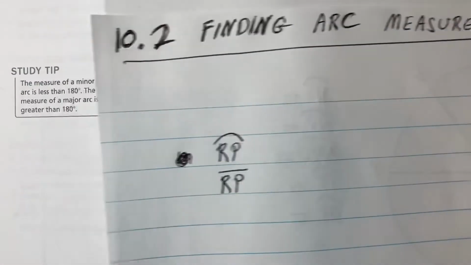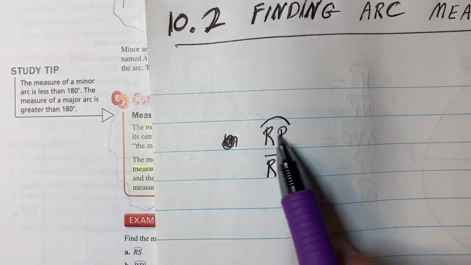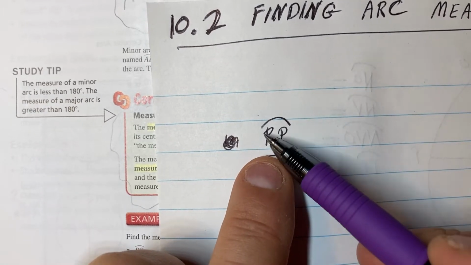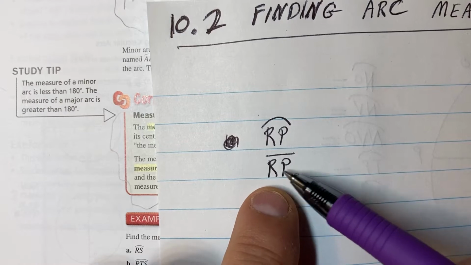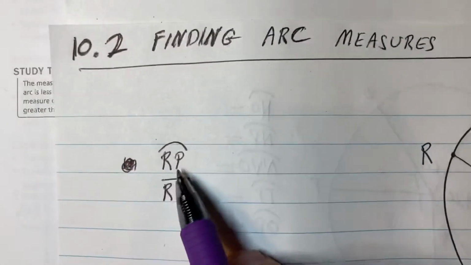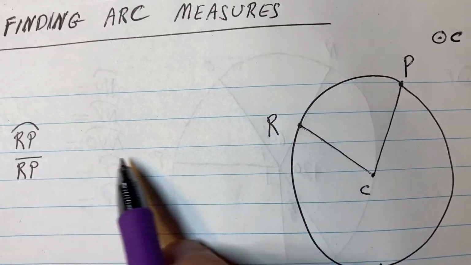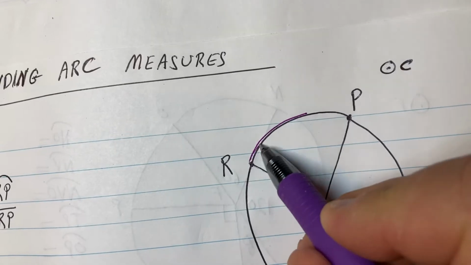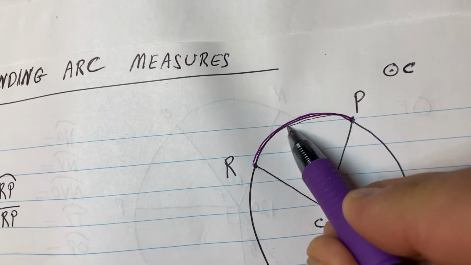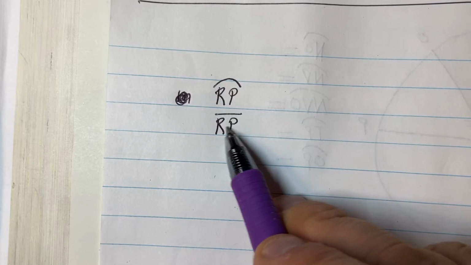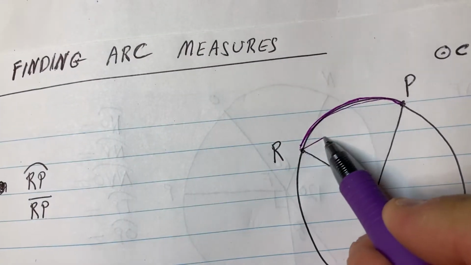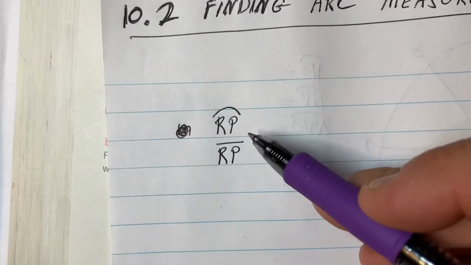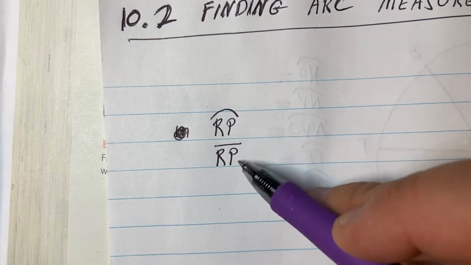If you see something like this, how do you know this is an arc? These are different, by the way. This is arc RP, because there's an arc above it. This is just a segment from R to P. Arc RP in this circle is from R to P along the circle. This right here is a straight line from R to P. That is a chord. This is an arc. There is a difference in how you write that down.